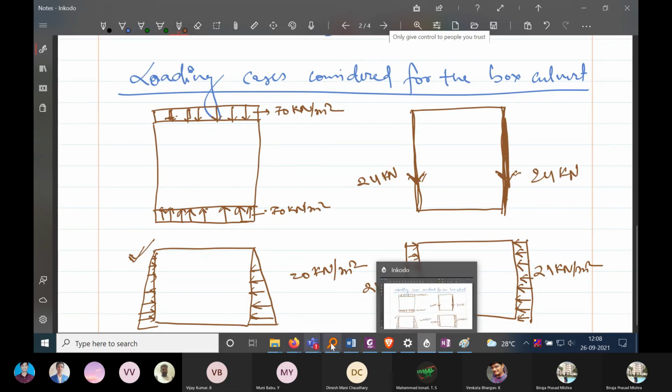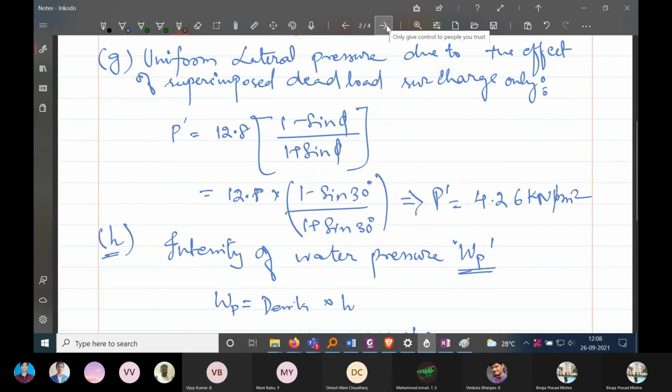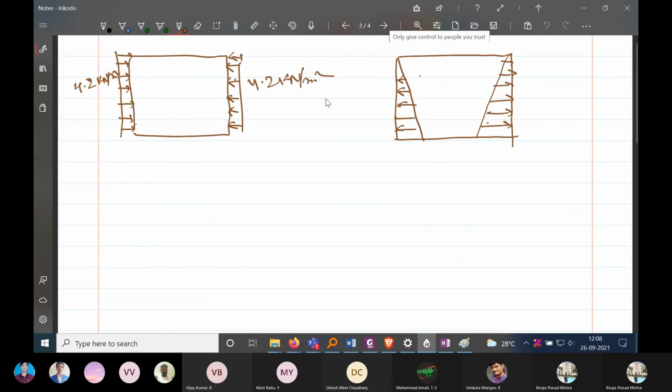So till here we have calculated the loading. This one I forgot to mention. It is 33 kilonewton per meter square. In the next class I will be talking about the analysis. We have the loads here, so due to these loads we will be having shear forces, thrusts, and moments. I will teach you how to calculate all those in the next class.